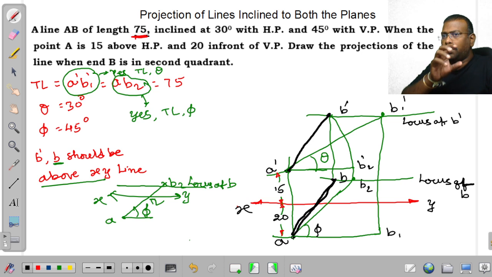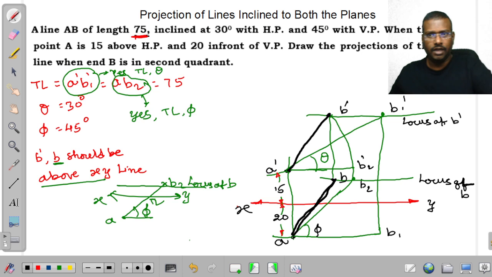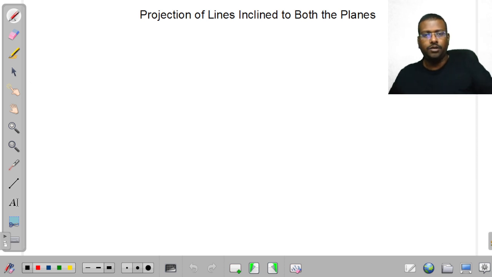Whatever information is given, if you place it with respect to the XY line, and observe the combinations and the basic things we have to remember that I explained in the previous one, if you follow those things, you are going to get your answer in front of you. So for your clarity, I am going to take one more problem as an example.